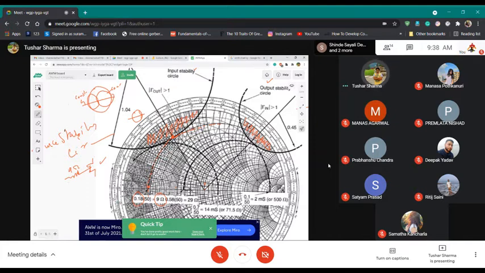The second thing is, again, you go to the circle which touches or grazes the stability circle. In this case, it is like this. And you go all the way on that constant Y circle and read this value. Again, for the Y's, it's opposite.